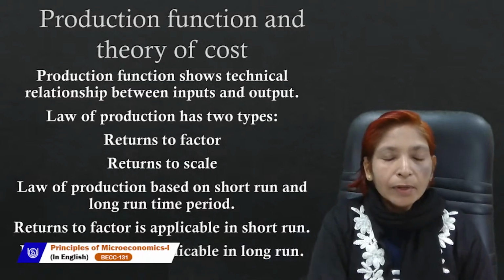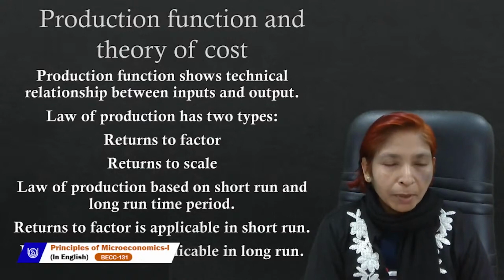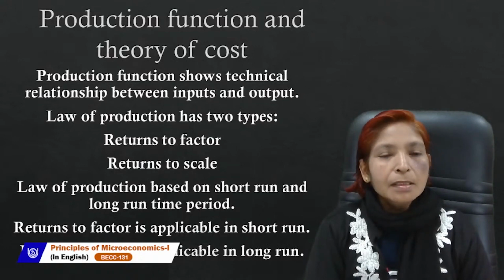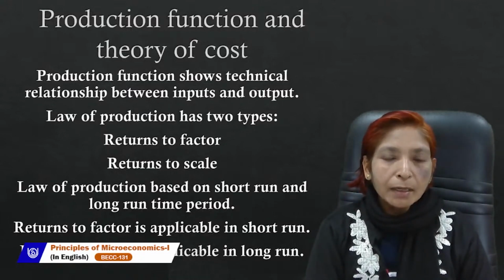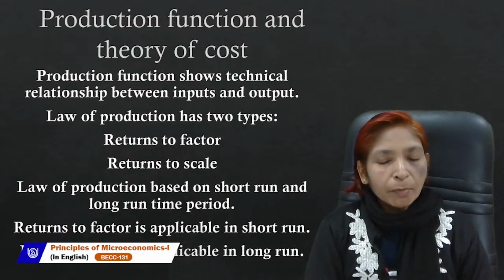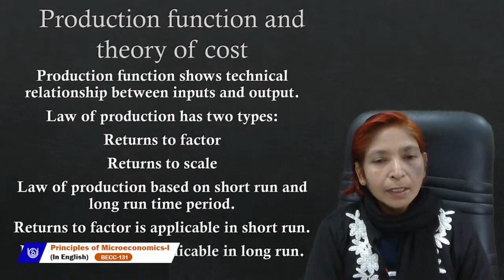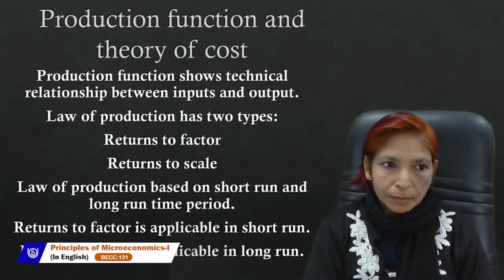As you know, I have discussed all the topics of the BECC 131 paper: scarcity and problem of choice, theory of demand, elasticity of demand, supply, elasticity of supply, applications of demand and supply, and consumer behavior. Under this, I have discussed utility analysis and indifference curve analysis. Today, I will be discussing production function and theory of cost.